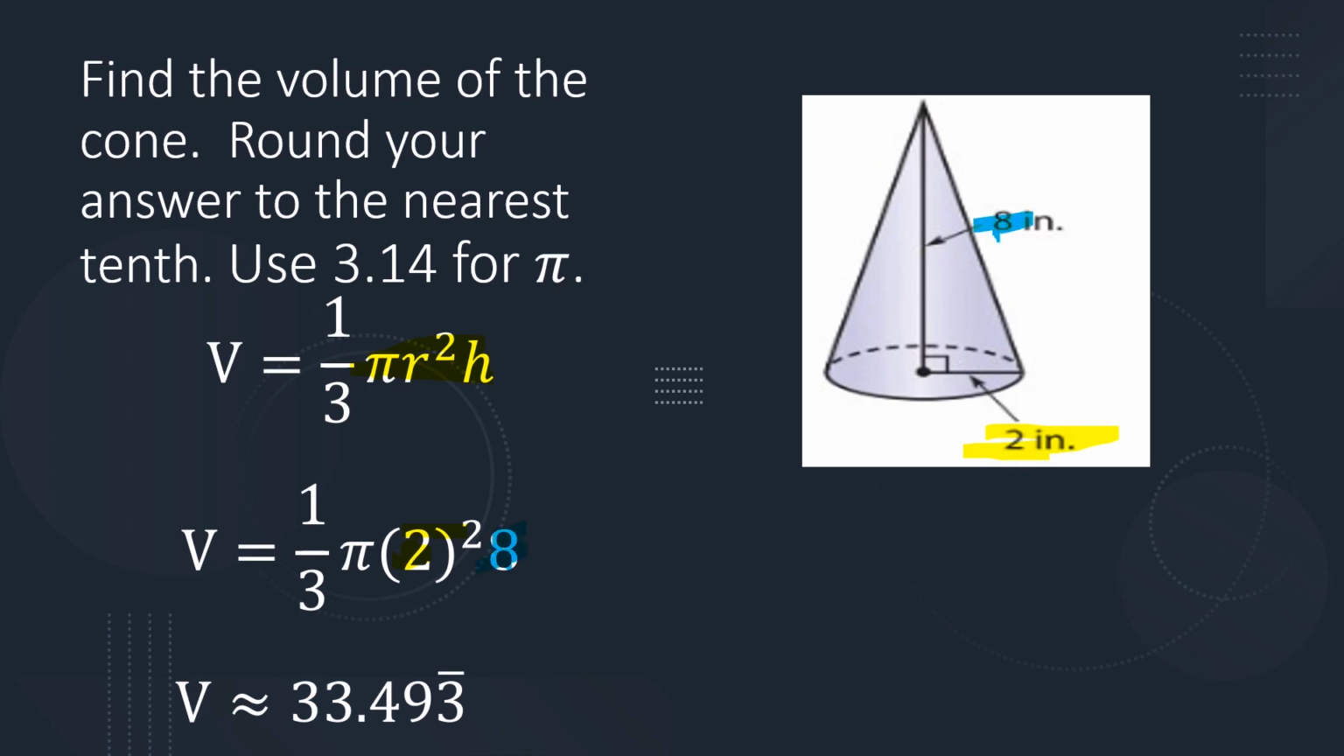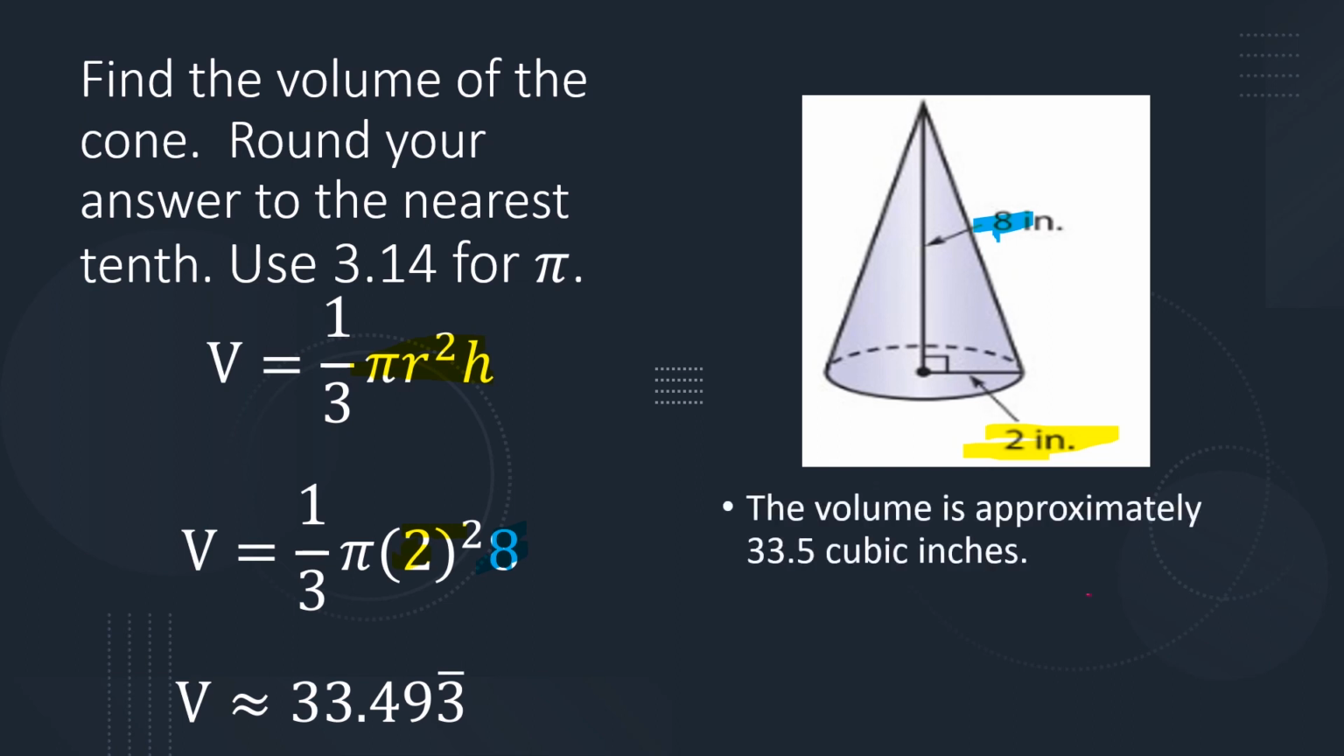Again, we're going to approximate 3.14 for pi. So if I do 4 times 8, I multiply that by 3.14, and then I divide by 3, I actually get this repeating decimal. That's why you see the repetend bar over the 3, so that thousandths place repeats. So if I'm rounding to the nearest tenth, however, I'm going to get the volume is approximately 33.5 cubic inches, which is just another way to say inches cubed.